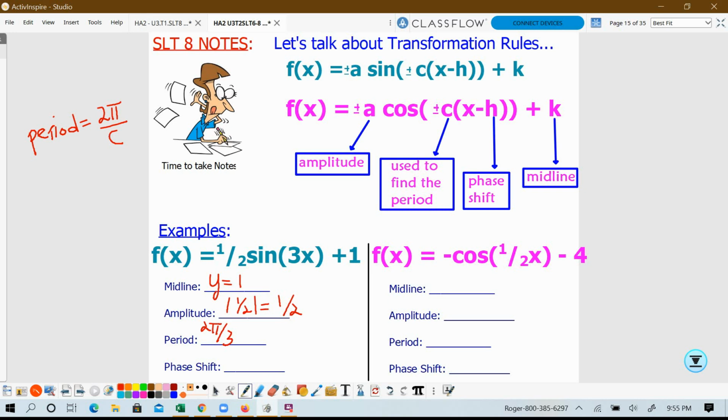Whereas phase shift, we talk about the last thing, there is no h value. I would know it if I saw x plus or x minus a value, which I don't have here in the parentheses of my equation. So I'm going to put none to represent the phase shift here, and that would be the appropriate thing to do. So that is how you want to list the transformations when you're talking about it in terms of trig functions.